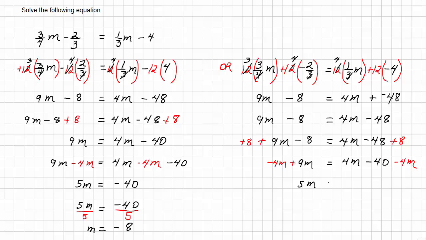Getting back to the equation, on the left side, negative 4m plus 9m is still 5m. It's just written in the reverse, but it doesn't make any difference to the result. On the right side, the first 4m and the last minus 4m give you 0, so you're left with negative 40. So now we have the equation 5m equals negative 40. Divide both sides by 5 as we did before, and we end up with 1m equals negative 8. So you can see that the solution is no different.